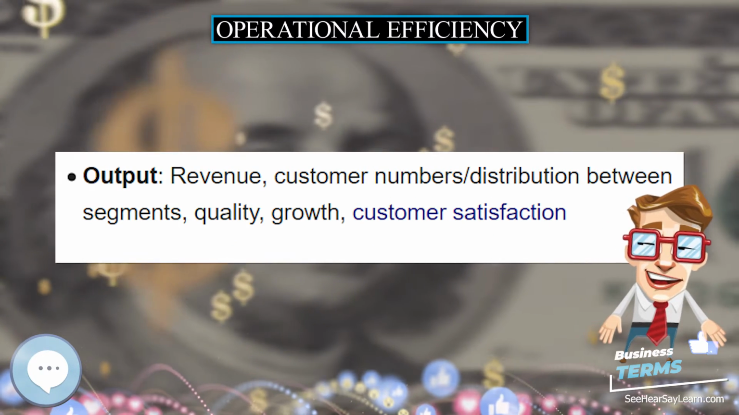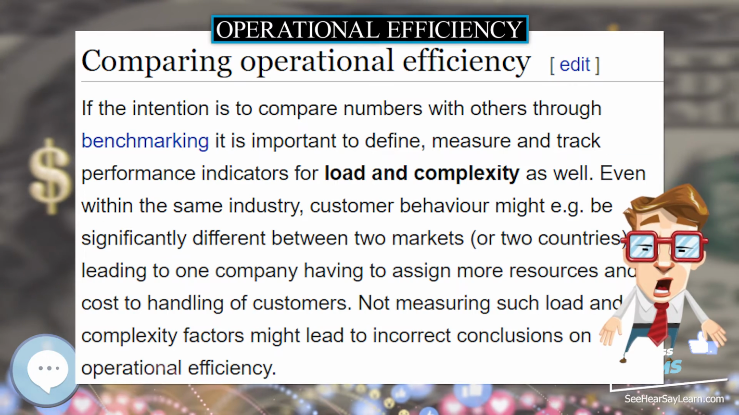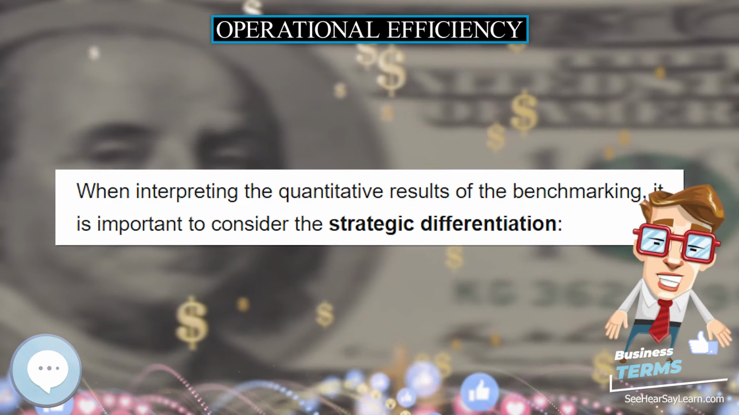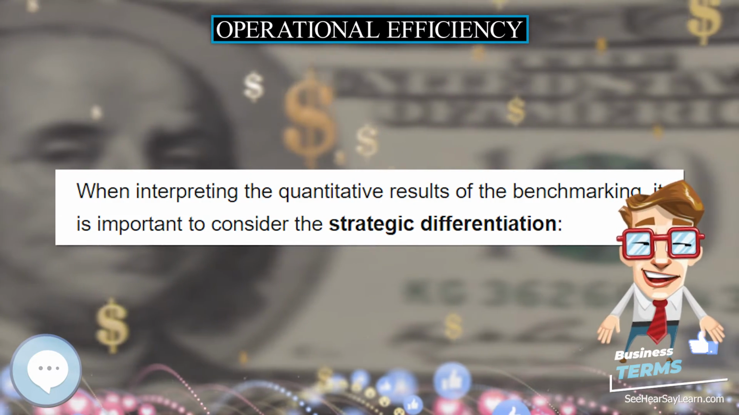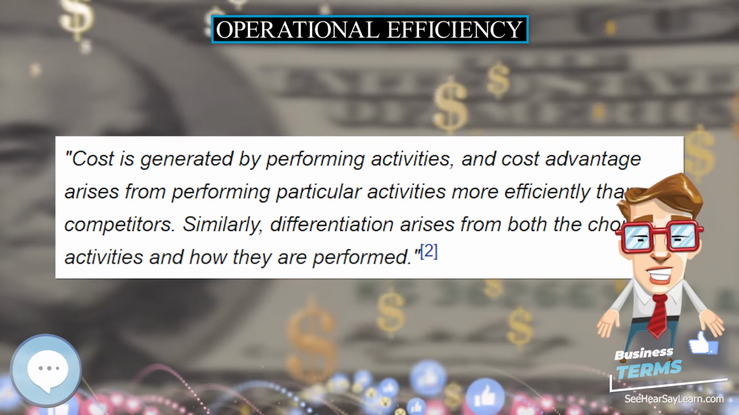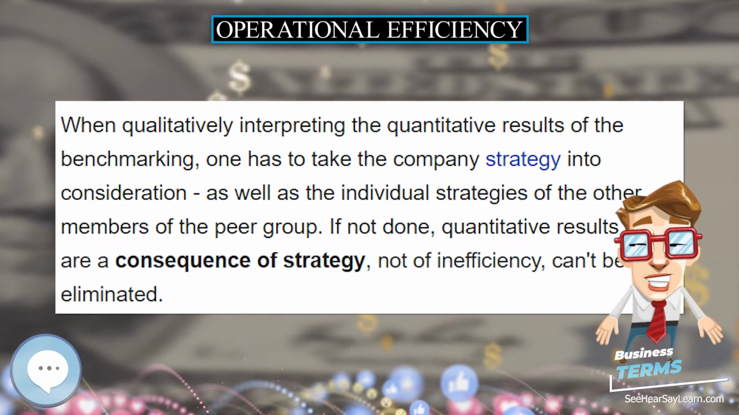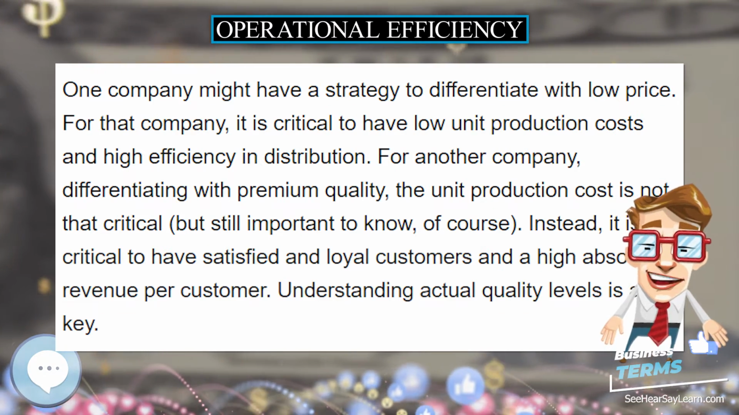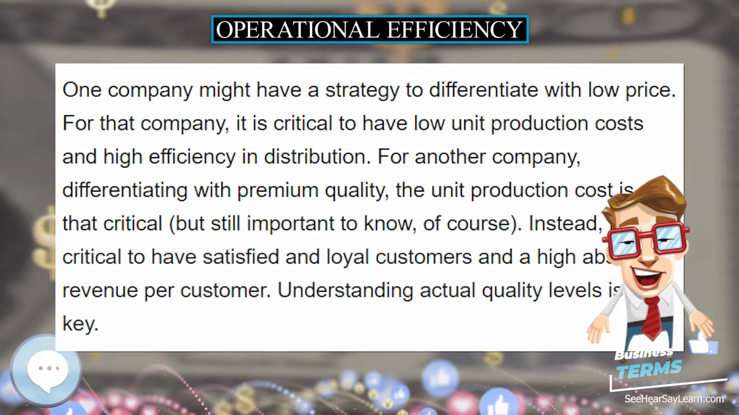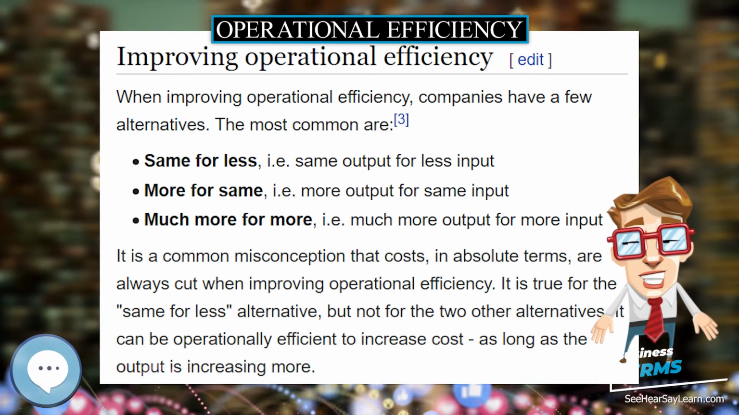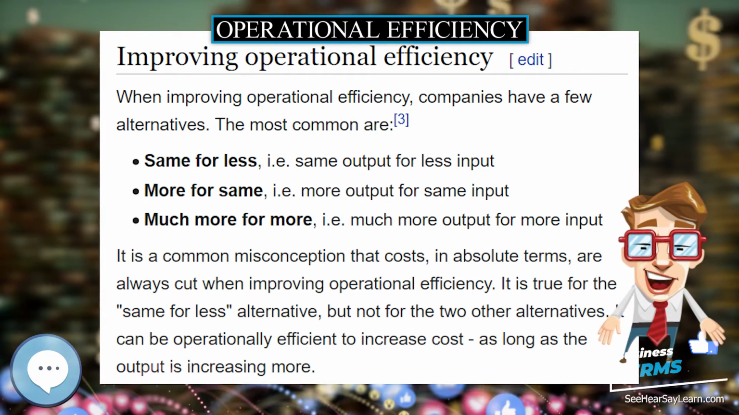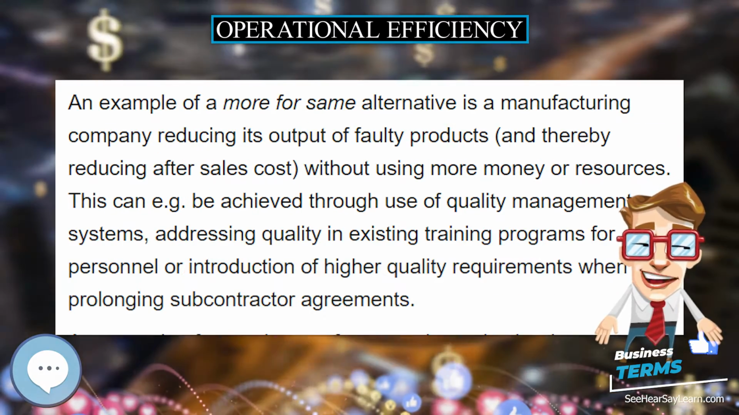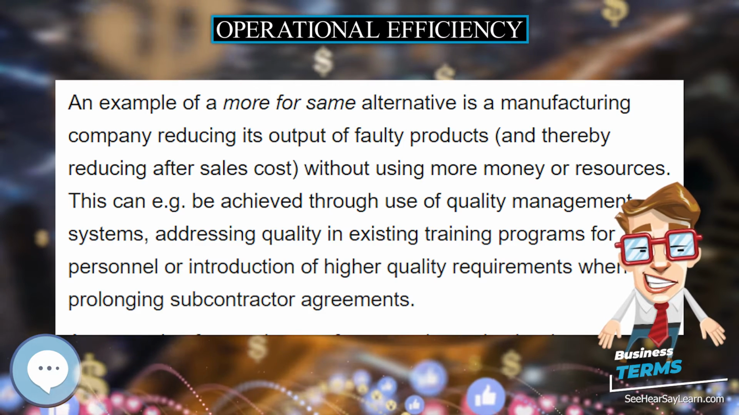When interpreting the quantitative results of the benchmarking, it is important to consider the strategic differentiation. Cost is generated by performing activities, and cost advantage arises from performing particular activities more efficiently than competitors. Similarly, differentiation arises from both the choice of activities and how they are performed. When qualitatively interpreting the quantitative results of the benchmarking, one has to take the company's strategy into consideration, as well as the individual strategies of the other members of the peer group. If not done, quantitative results that are a consequence of strategy, not of inefficiency, can't be eliminated.